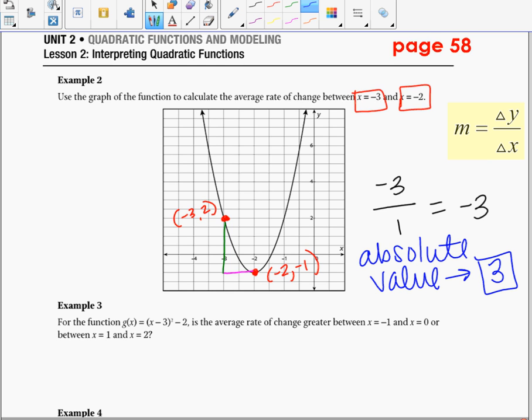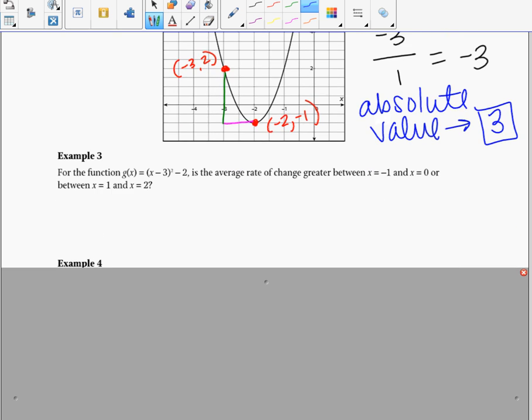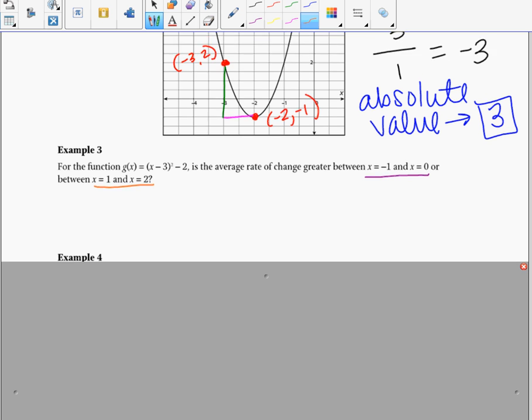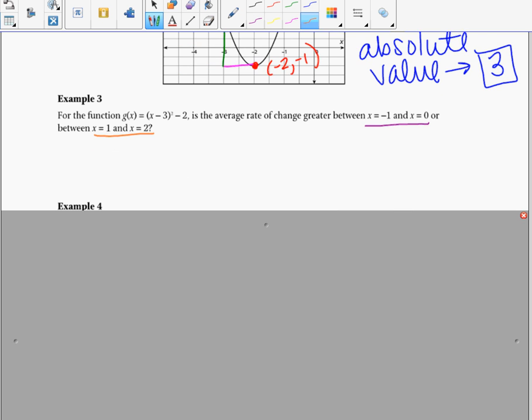However, when we go to something like example number 3, now we're comparing, and it says for the function g of x equals (x minus 3) squared minus 2, so now they have it in vertex form, not that that matters, but just a reminder. Is the average rate of change greater between x equals negative 1 and x equals 0, or x equals 1 and x equals 2? So now this is where you do want to think absolute value.